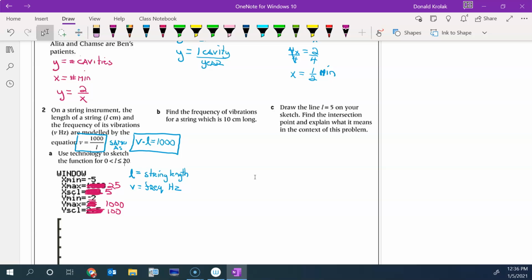Okay, now what does that mean? L is 0 to 20. What's that telling you about the string? Yeah, it can only go up to 20. Okay, now that's L. So L is represented in centimeters. So this graph is going to give us a graph for strings that are 20 centimeters or shorter. That's all this means.